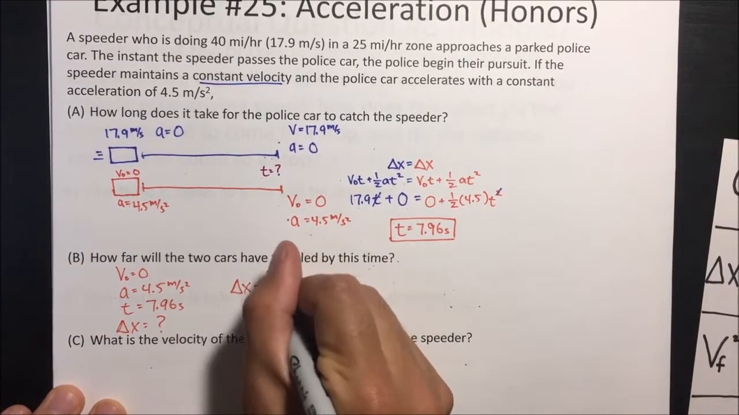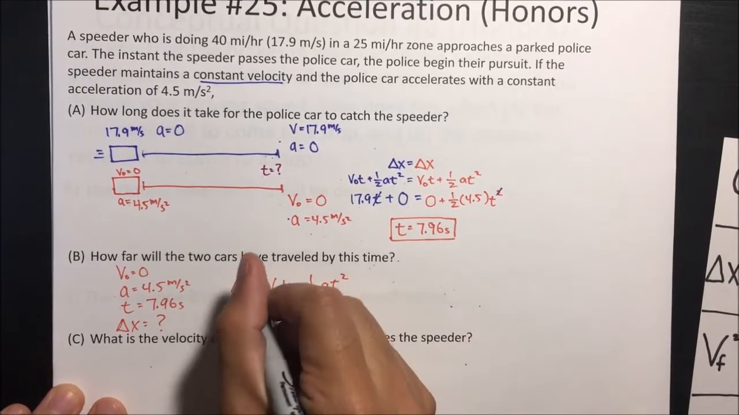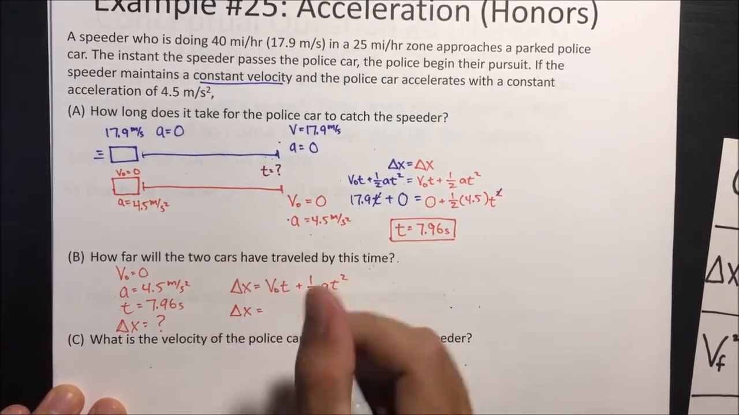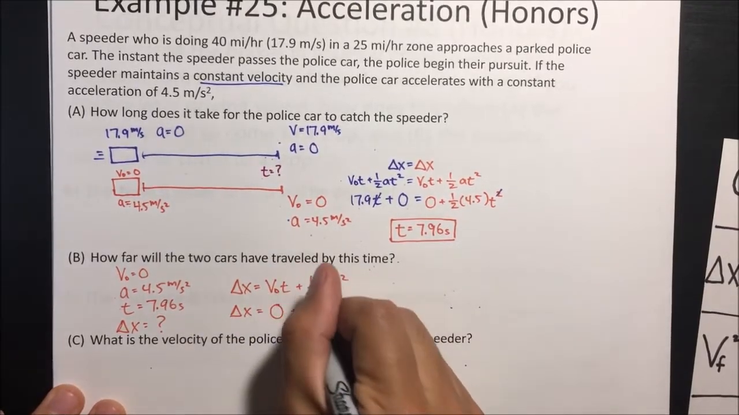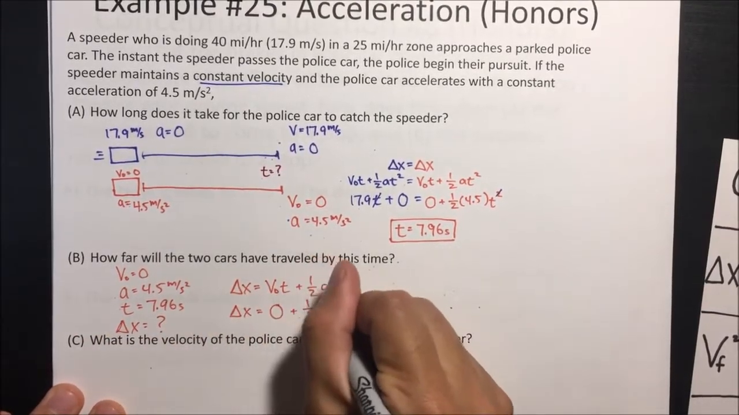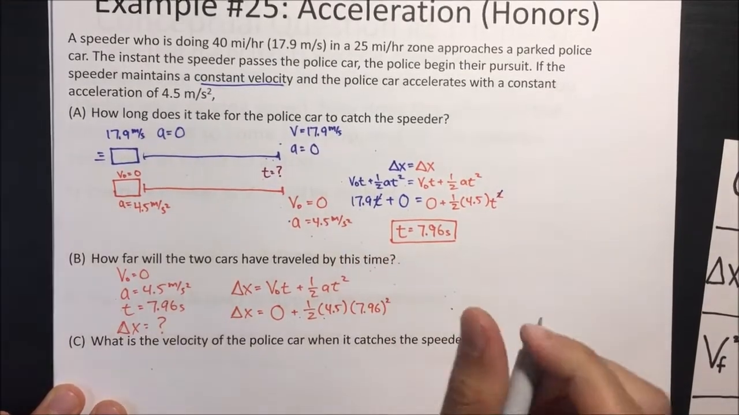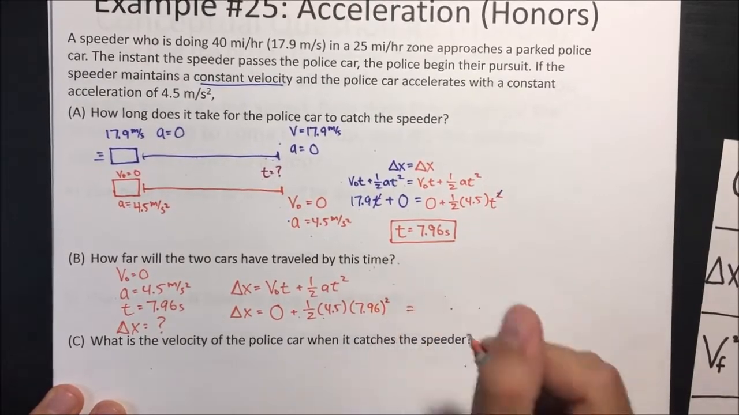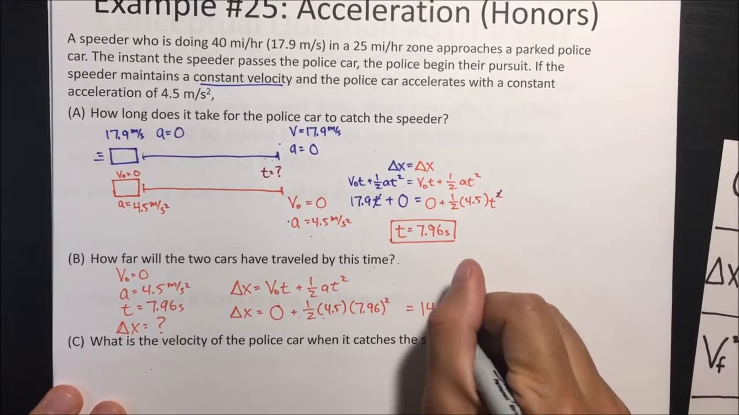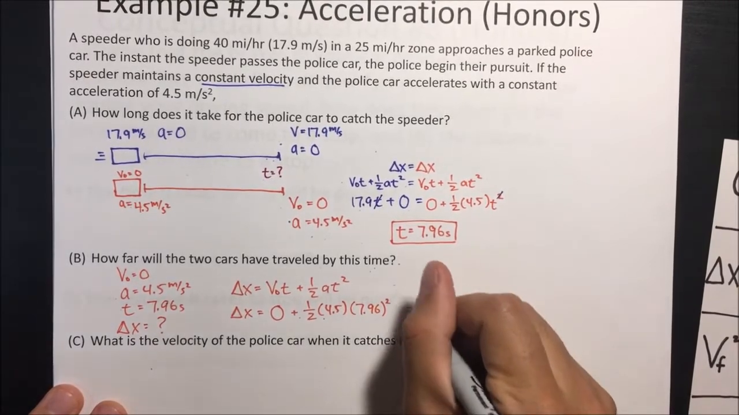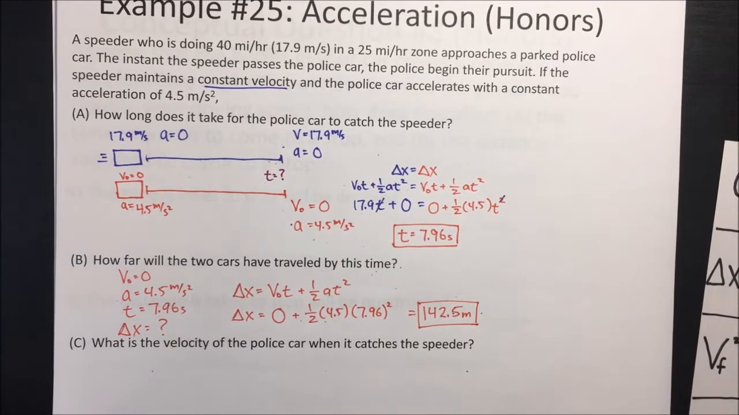Displacement is equal to v initial t plus 1/2 at squared, and we have displacement is equal to 0 plus 1/2 times 4.5 times 7.96 squared, and we get an answer of 142.5 meters. Okay.